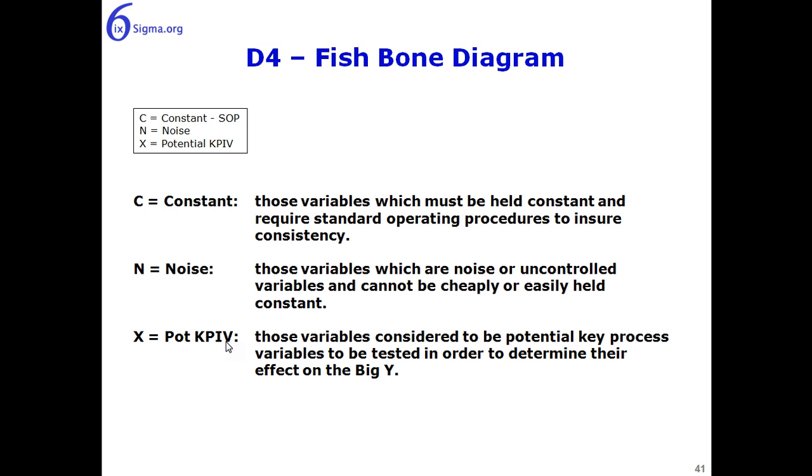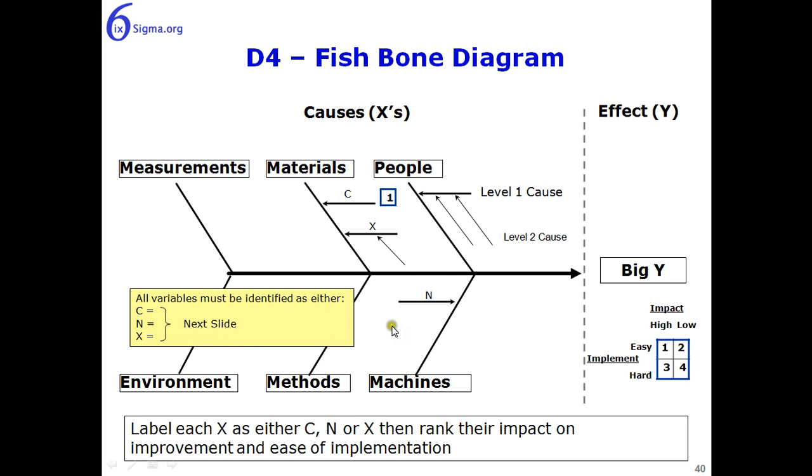Now I'm going to go back one slide because there's another method I can use as well, and that is the implementation and impact analysis. And so I might, for each one of these, say, all right, if I were able to address this issue, to what extent is implementation of that easy or hard, and what kind of an impact do we think it would have on the big Y itself? Would it have a high impact or a low impact? And we score them 1, 2, 3, and 4, and so I put it here. And I do that for each possible cause listed.